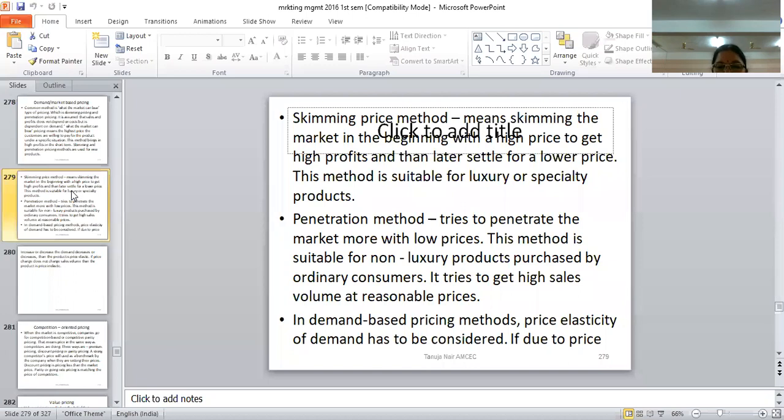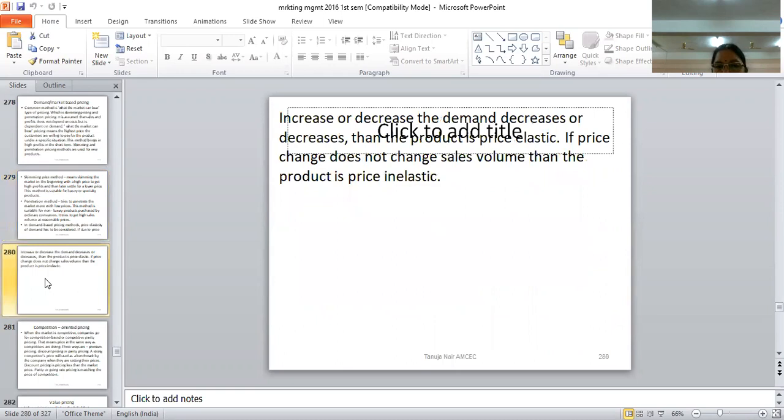Profit is not their objective. So these are for the ordinary products. In the demand-based pricing method, they usually consider the price elasticity of demand. Price elasticity of demand means that as the price changes, the demand for the product also changes. So if the price goes high, the demand will fall.